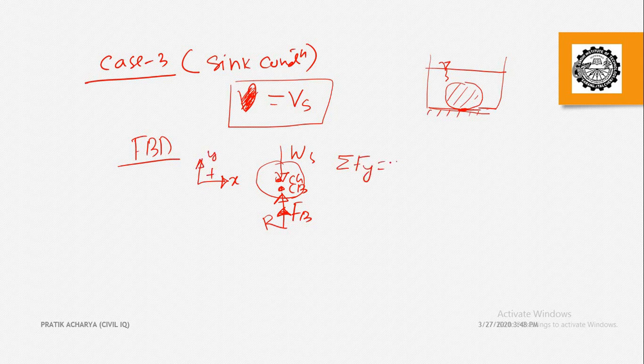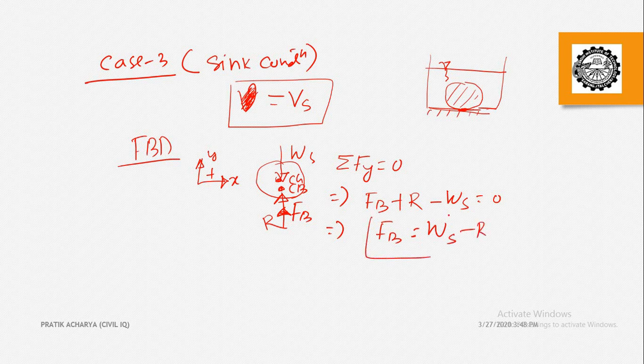If you do this, the summation of F_y will be equal to 0. So if you write it down, F_b plus R minus W_s equals 0. If you want to find the buoyancy force, it is the weight of the solid body minus R. From this, the buoyancy force magnitude is less than the weight of the solid body.